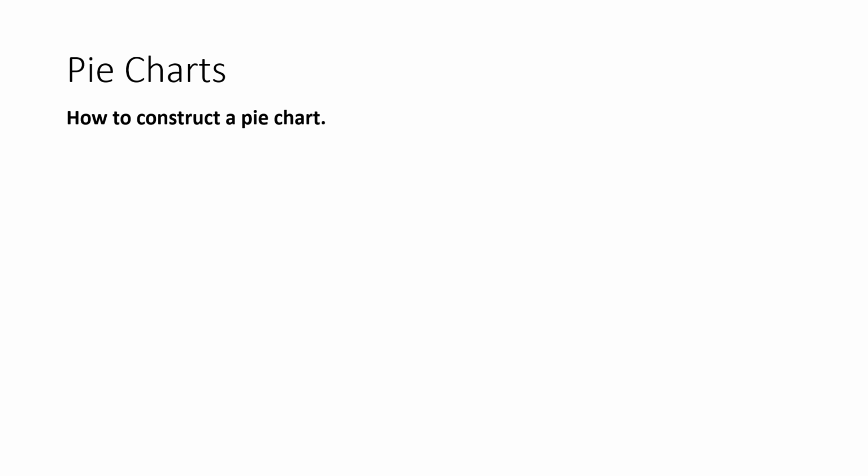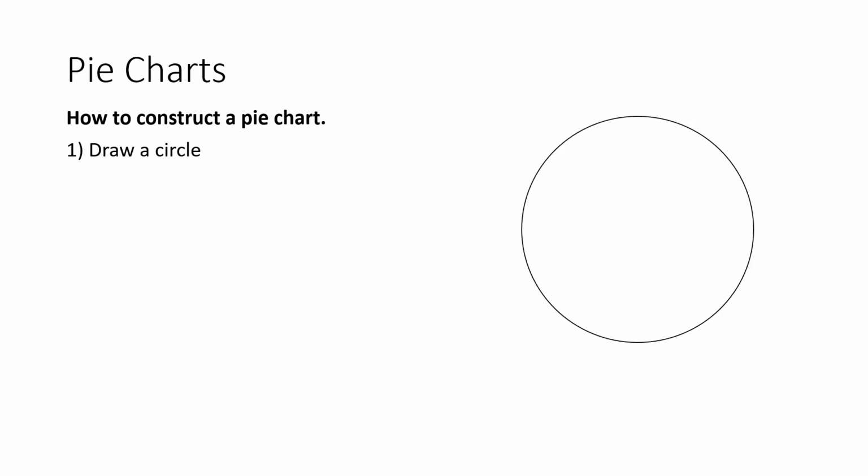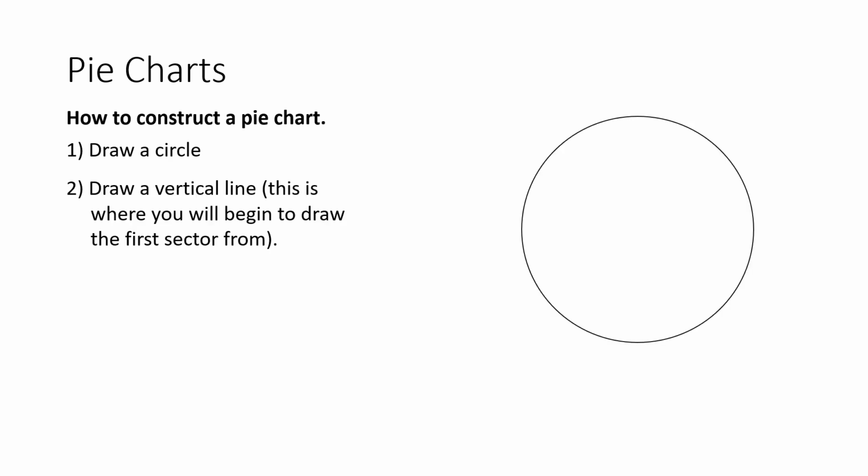We're now going to look at how to construct a pie chart. In the exam, often you find that the circle is already drawn. If in the rare case it isn't, you'd have to draw a circle. The next thing you'd need to do is draw a vertical line, and this is where you will begin to draw the first sector from. And in the exam, that line is usually drawn too.